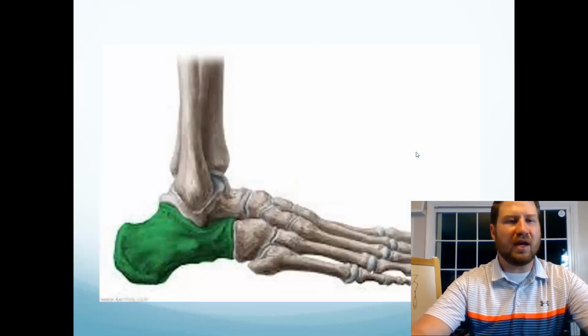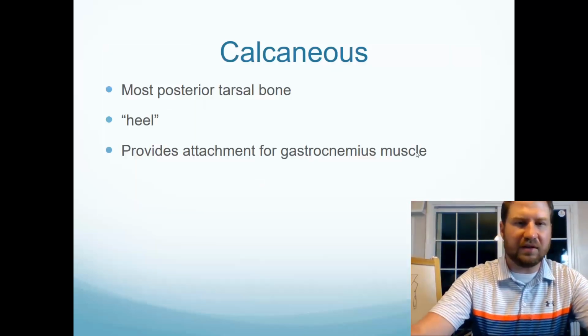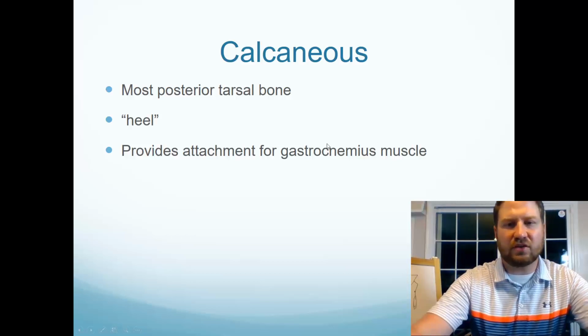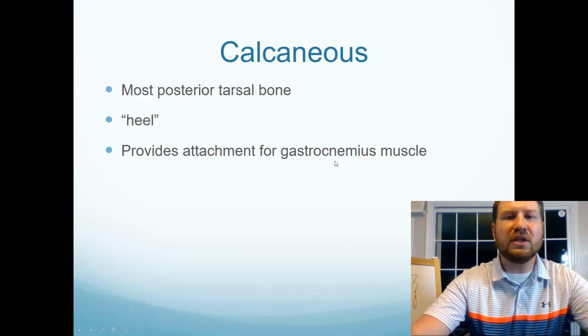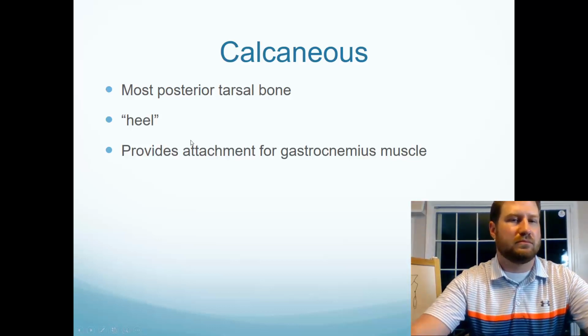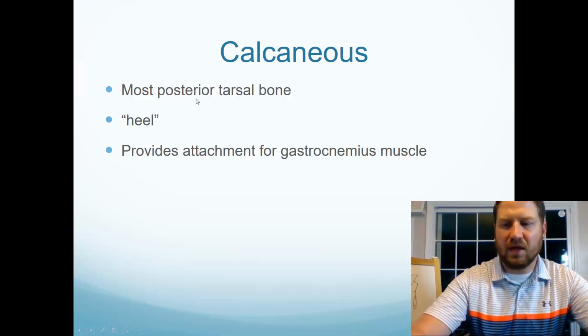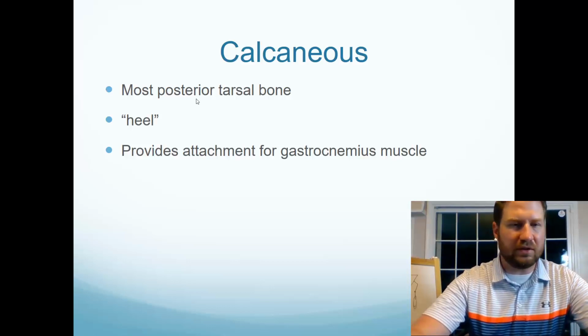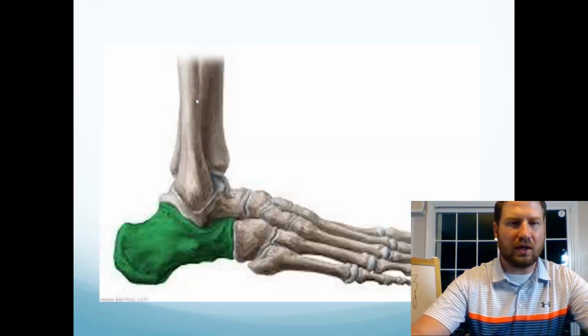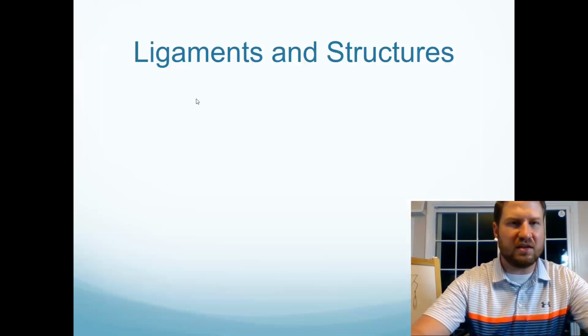Why do we talk about the calcaneus? We talk about the calcaneus because it is the attachment site for the gastroc, or gastrocnemius muscle. The gastroc is a two-joint muscle. It crosses the ankle and it also crosses the knee.